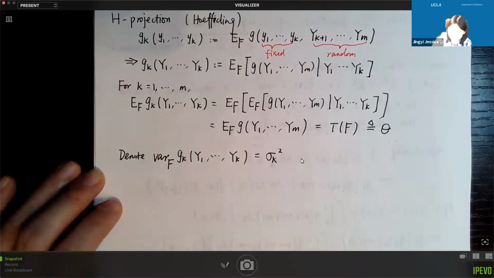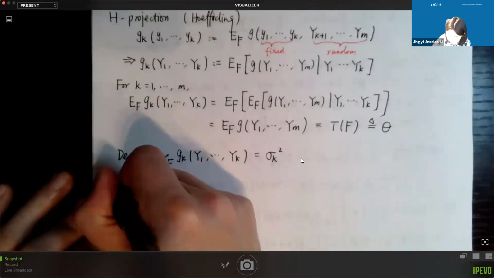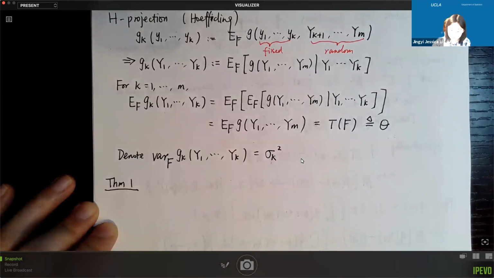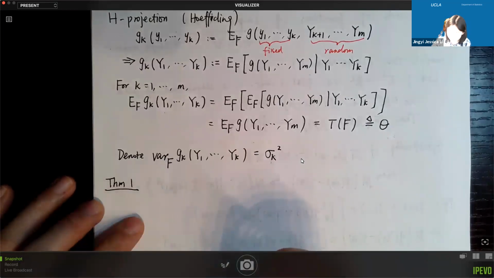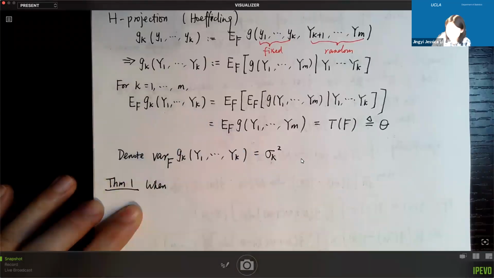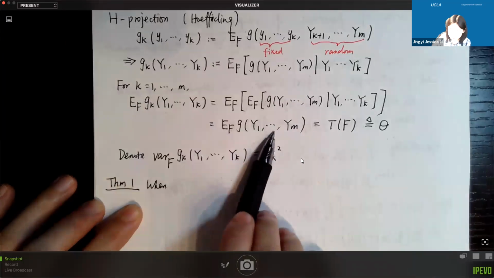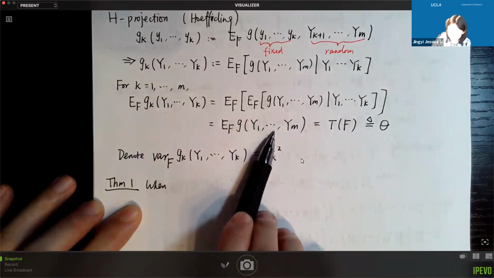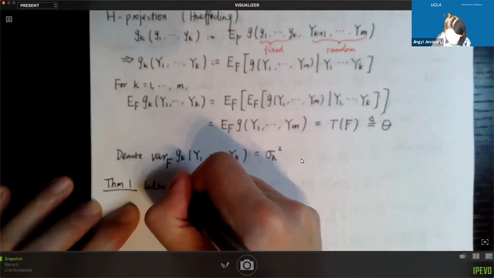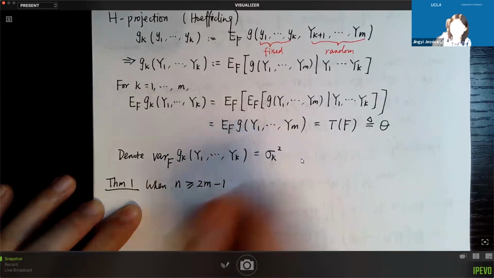So, regarding the variance of the U statistic, let's call this Theorem 1. One thing we need is a requirement on the number of arguments in the expectation functional in relation to my sample size, X1 to Xn. I need the sample size n to be greater than or equal to 2m minus 1.